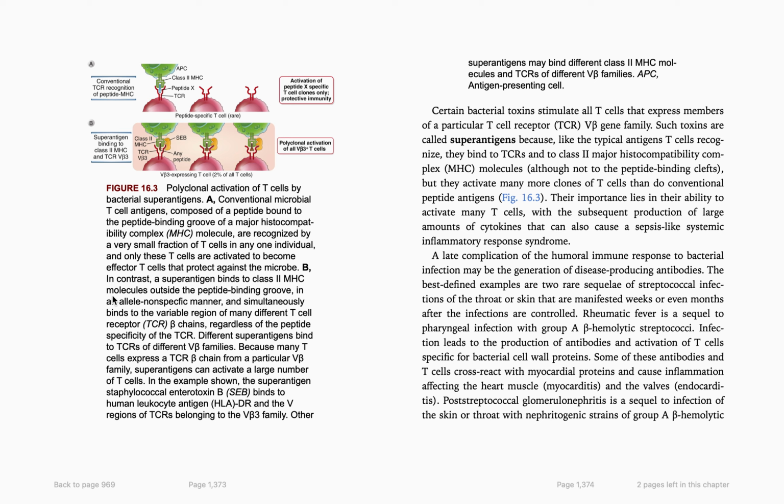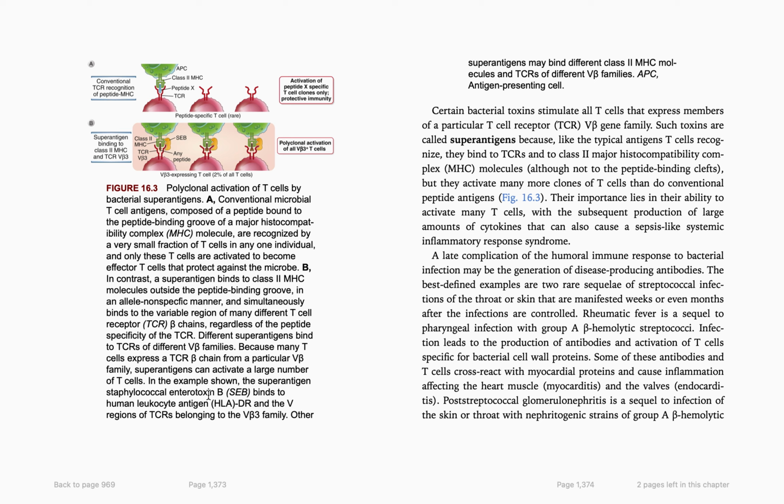Then B, in contrast, superantigens bind to class 2 MHC molecules outside the peptide binding groove in a non-specific manner. They simultaneously bind to the variable region of many different T cells. So here you have a superantigen binding to several T cells. Different superantigens bind to T cells of different V beta families. Because many T cells express a T cell receptor beta chain from a particular V beta family, superantigens can activate a large number of T cells.